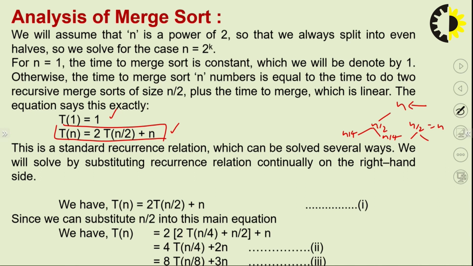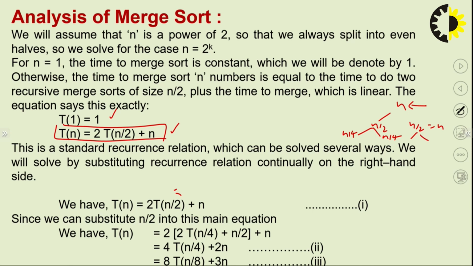We will calculate Tn by 2, which will be 2 Tn by 4 plus n by 2. Just replace n with n by 2. So we will get Tn equal to 2 Tn by 2, meaning in place of n, you just put n by 2. So here the value of Tn by 2 will be 2 Tn by 4, because in place of n we put n by 2 by 2. n is n by 2. So 2 Tn by 4 plus n by 2.